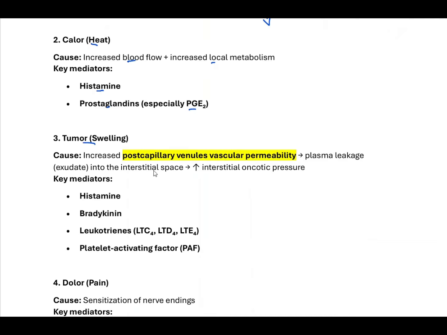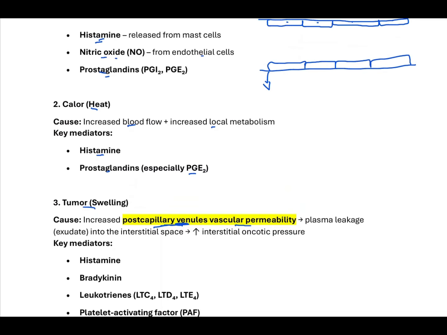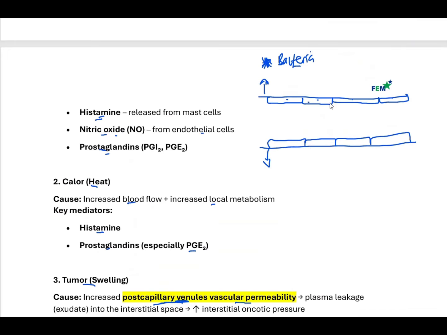This swelling is due to increased post-capillary venular vascular permeability, guys. You have to remember that location. This could be due to contraction of the endothelial cells, increasing the permeability of the post-capillary venules. As a result, the leukocytes inside the blood vessel will start to move out of the blood vessel, which is what we call leukocyte extravasation. And as they're moving out, the plasma proteins in the blood vessel will also start to move out of the blood vessel.